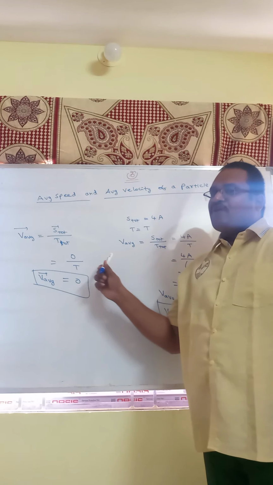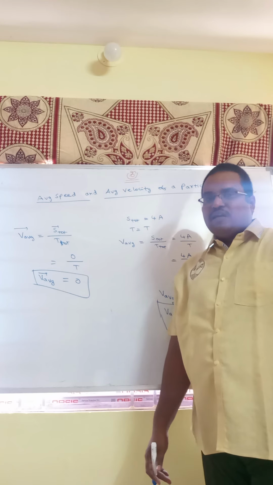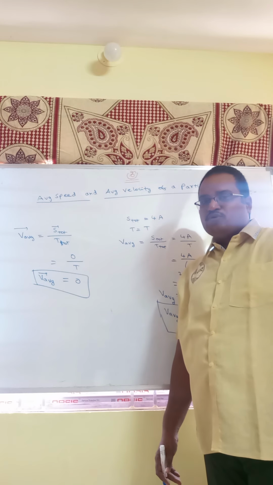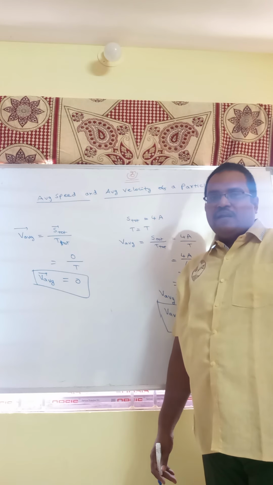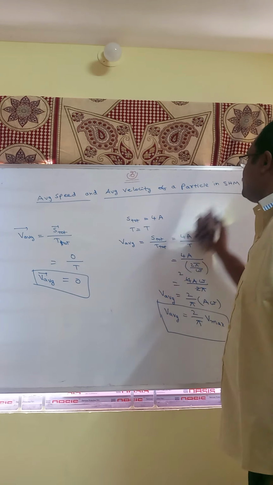This is the relation between average speed and average velocity of a particle in simple harmonic motion.